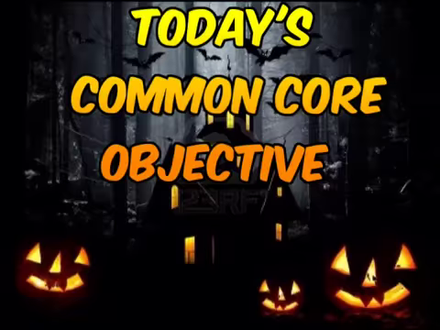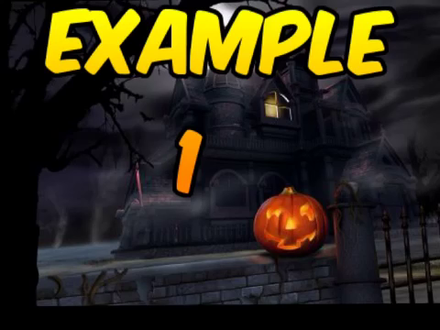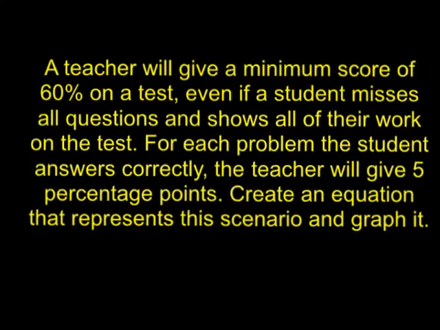Today's objective, the same as before, but I just boiled it down. Create an equation and graph it. Here's example 1. A teacher will give a minimum score of 60% on a test, even if a student misses all questions and shows all of their work on the test. For each problem the student answers correctly, the teacher will give 5 percentage points. Create an equation that represents this scenario and graph it.